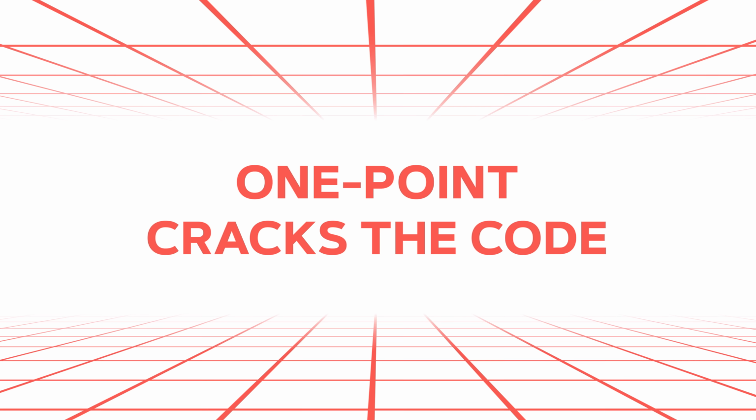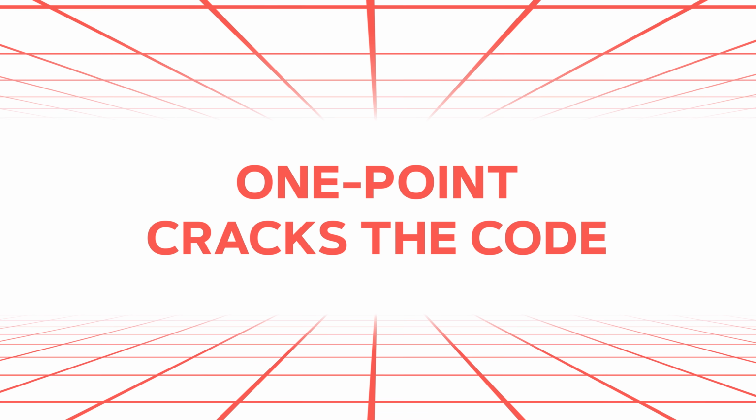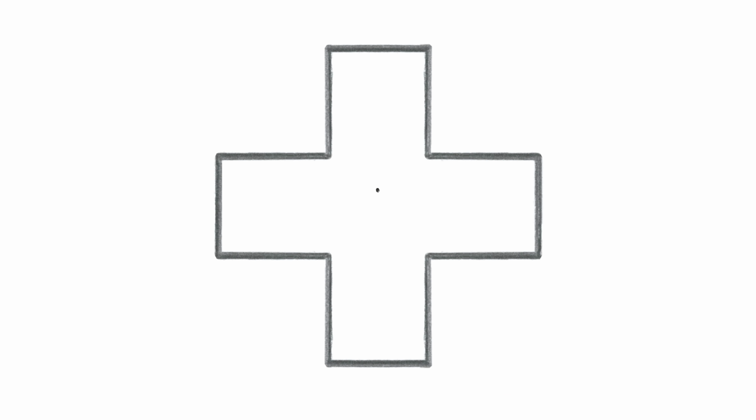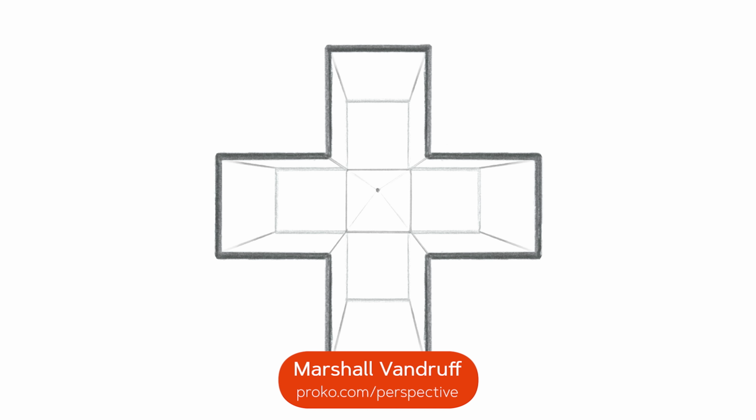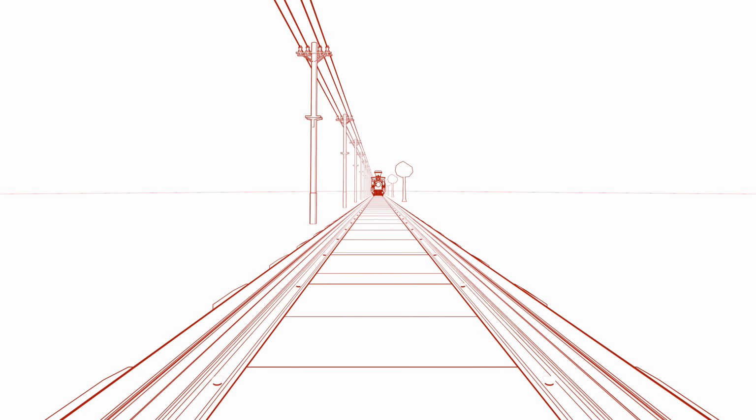1 point cracks the code. You've learned 1 point. We started at 0, made 1 simple point, but that introduced a law that each set of parallel lines that recedes goes to a point. But what if 2 sets of lines go away?